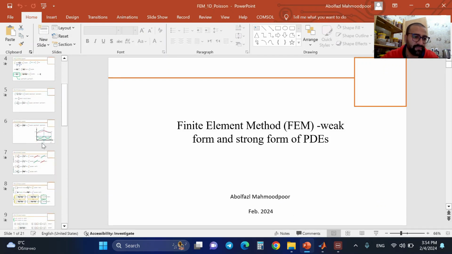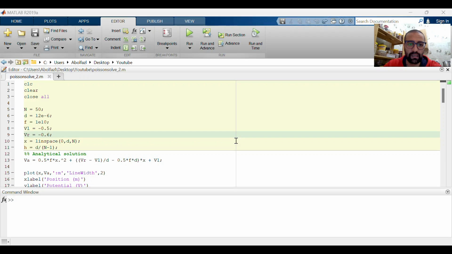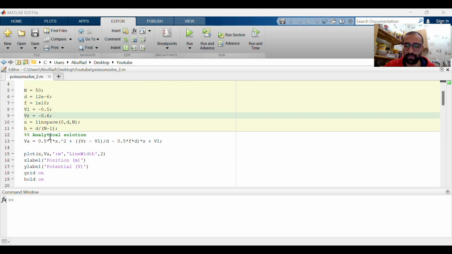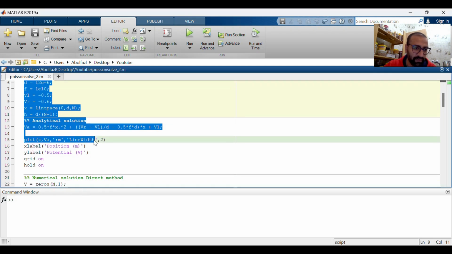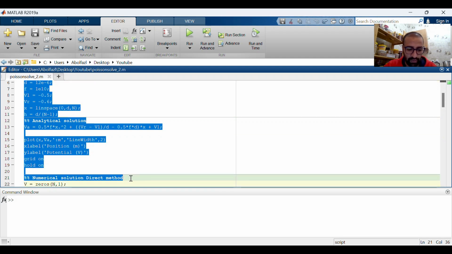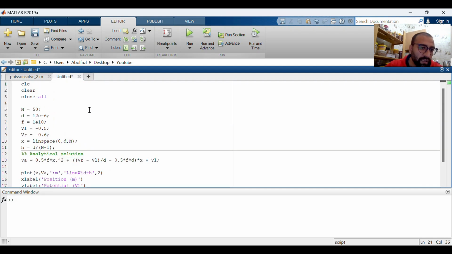Let's try to implement what we derived here, let's implement this calculation in MATLAB. If you remember, this is the same code that we wrote for the Poisson equation using the finite difference method, and we had a brief discussion about the analytical solution and compared the numerical solution with it. Therefore, I just copy the same commands that we wrote in the previous video for the analytical solution and paste them here. I assume that the number of nodes is 50, and the simulation thickness is from 0 up to D. That D is 12 micron.